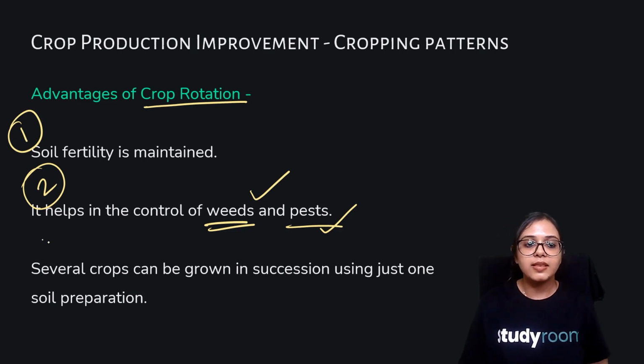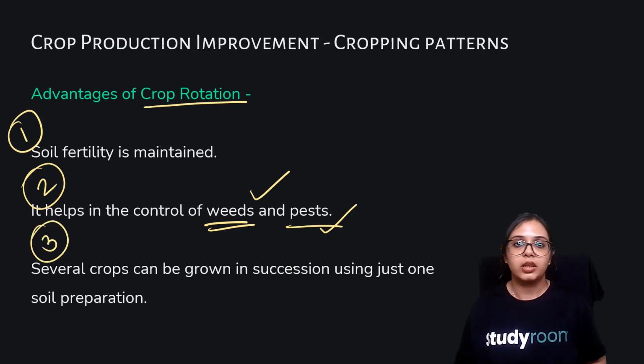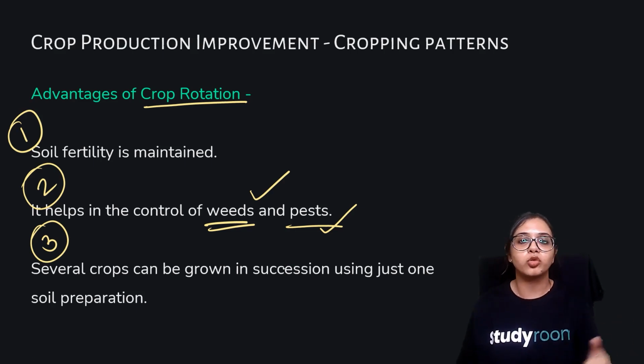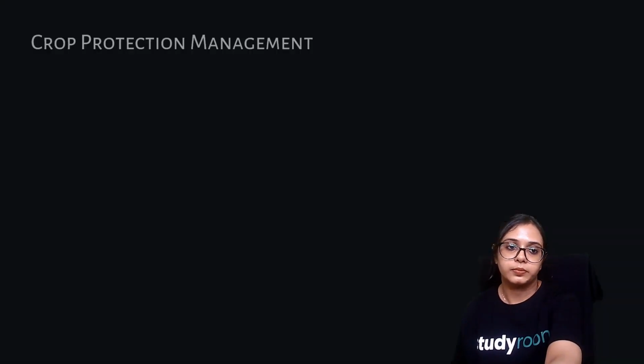Okay, then several crops can be grown in succession. This is the very logical consequence, that you'll be able to grow 2-3 crops, not just one type of crop.